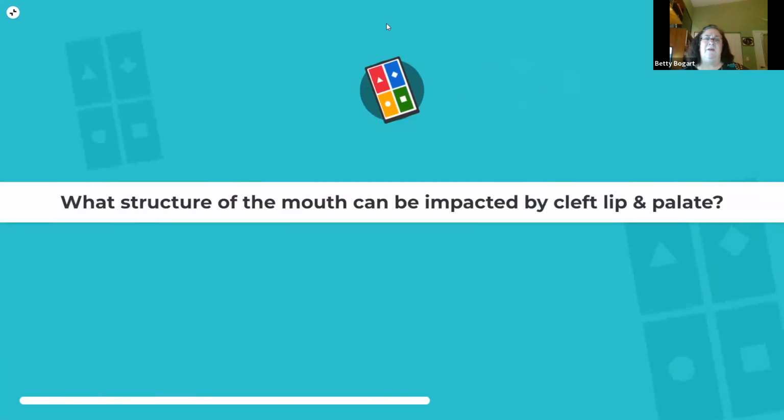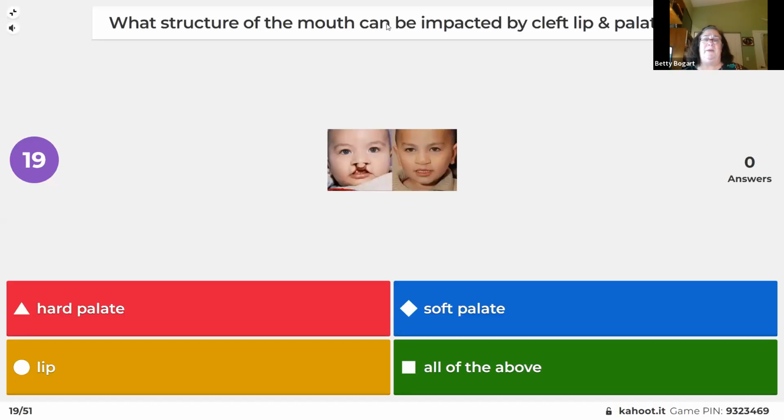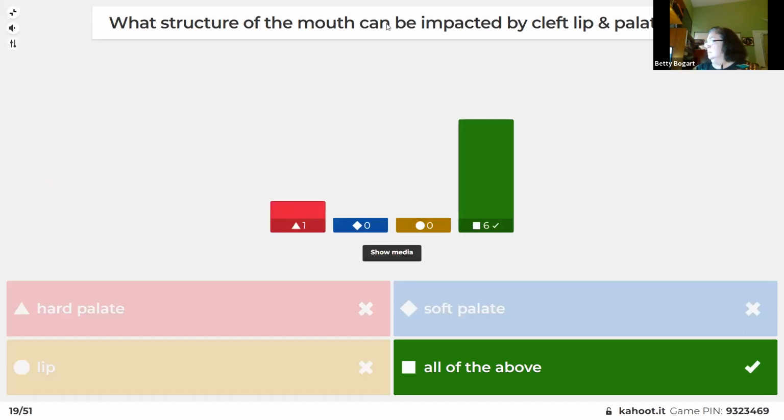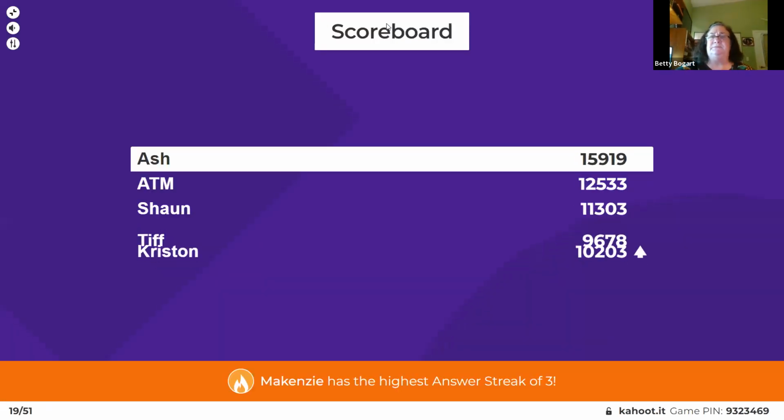What structures of the mouth can be impacted by cleft lip and palate? So it's hard palate, soft palate, and the lip, any part of it.